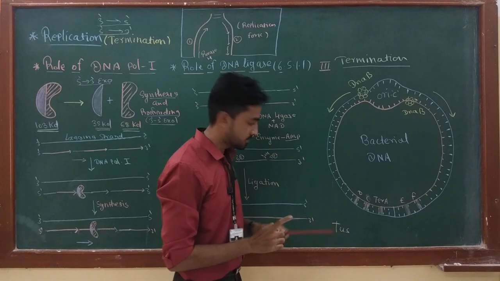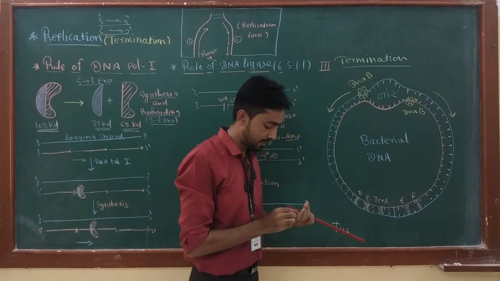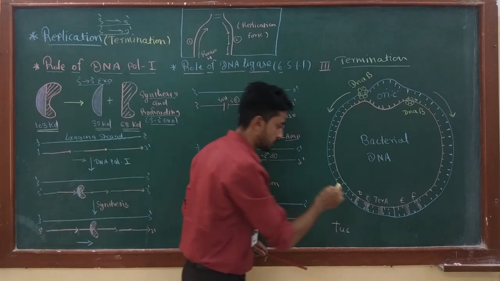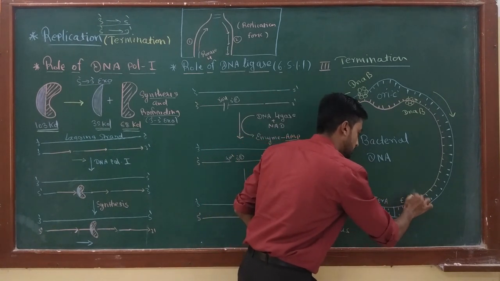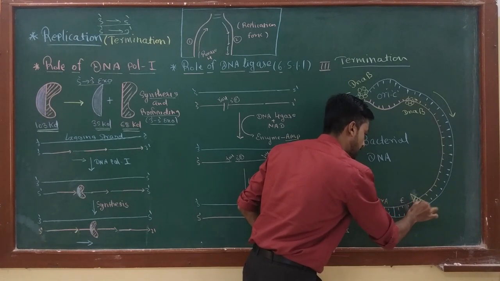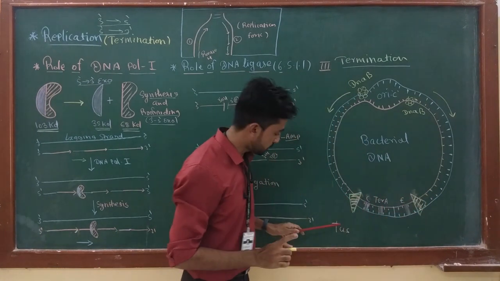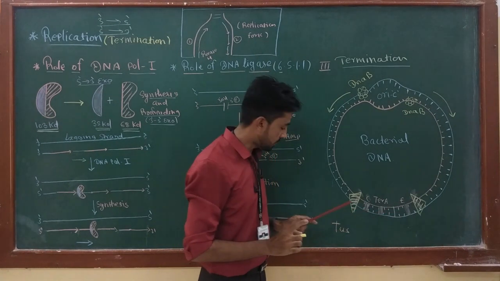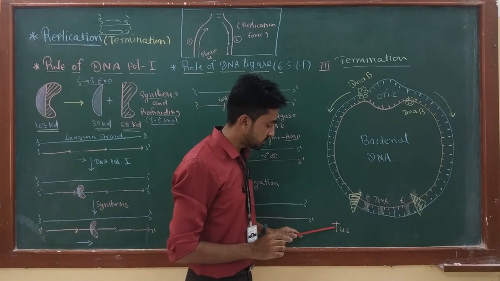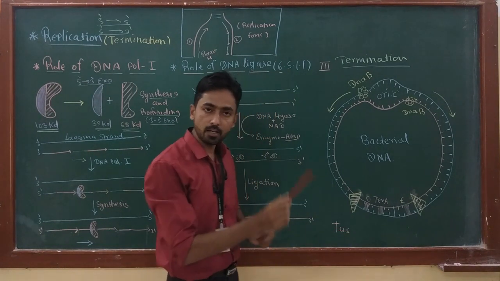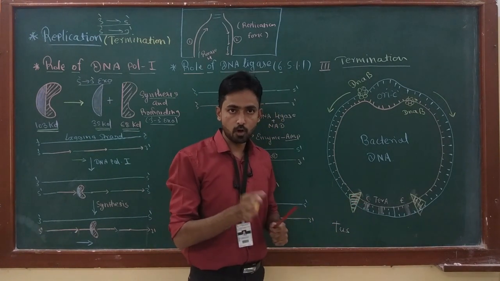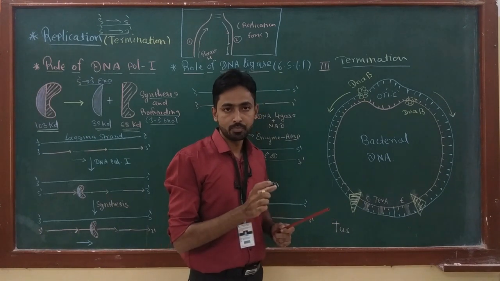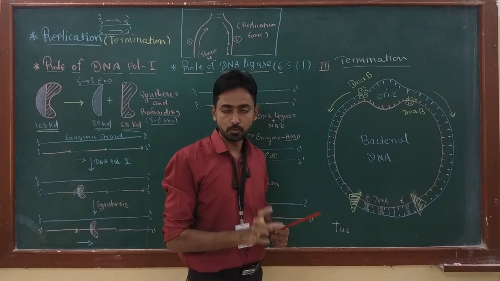This TUS protein recognizes the termination site present on the bacterial DNA and binds to that particular TER site. Now, for example, this is the TUS protein which recognizes the termination site and gets attached to it. Multiple TUS proteins attach to each termination site. What is TUS? Termination utilization substrate. After binding of the TUS protein on the termination site, a TUS complex is produced. Now this complex is actually involved in inhibiting the process of replication.